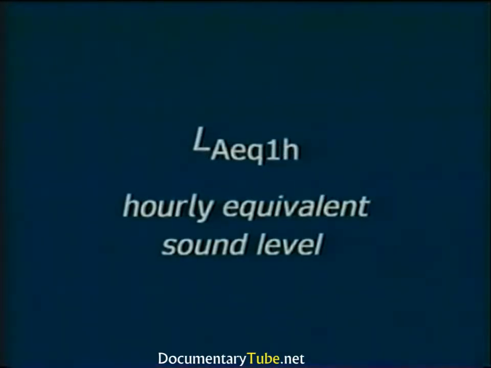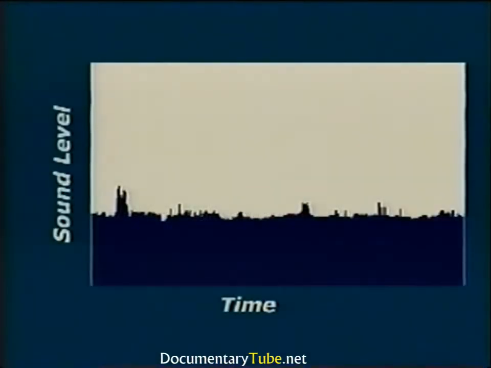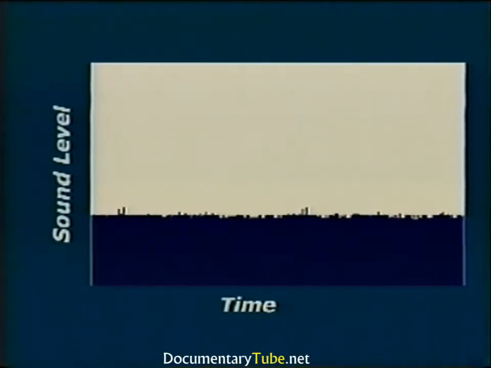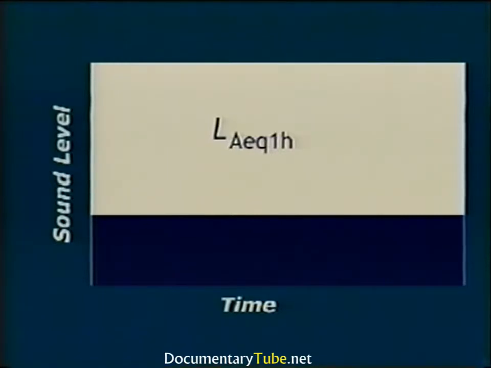LAE Q1H, called the hourly equivalent sound level, is essentially the average A-weighted sound level occurring during a 1-hour period. To illustrate the equivalent sound level, we are first showing you the sound pressure level recorded at one location over time. This time history reveals peaks and dips caused by loud and quiet sounds during the time period. Now applying the LAE Q1H noise descriptor, the sound pressure level averages and the plot flattens out. This sound descriptor should be applied to continuous sounds, such as relatively dense highway traffic.